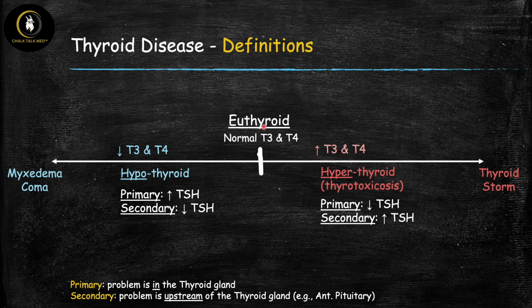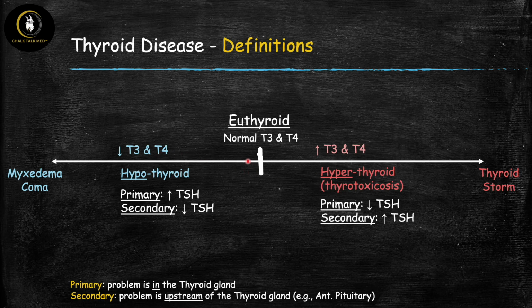So if we're right here in the middle, this is our euthyroid status. So that means that the T3 and the T4 levels are normal. So this is a euthyroid. This is where you want to be. If we move here more towards the red or warm side, that means that the T3 and the T4 levels are high, and this is known as hyperthyroidism because you have too much thyroid hormone, and the symptoms that are caused by this are known as thyrotoxicosis. So toxicity from too much thyroid. And if you go all the way to the end, so you have severely elevated T3 and T4, the most severe form of hyperthyroidism is something known as thyroid storm, which I'll talk about at the end.